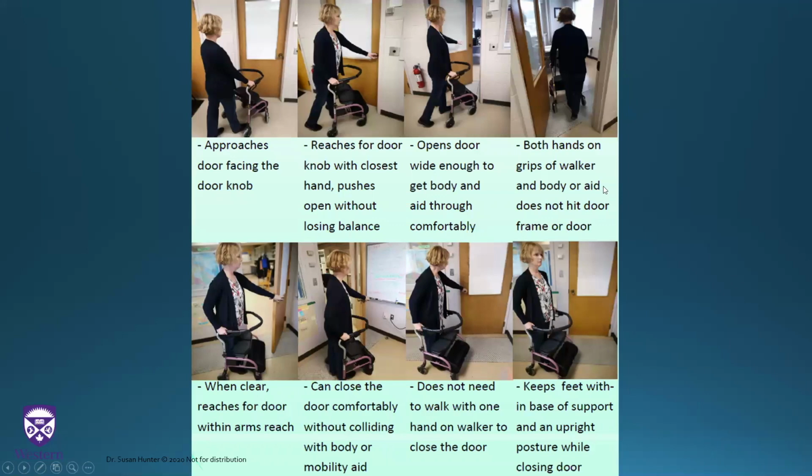They then have both hands on the hand grips of the walker as they walk through the door, and the walker and their body and their aid do not make contact with the door frame or the door. So they were able to judge distances very appropriately.